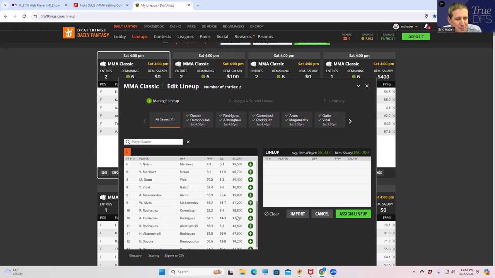And then likewise, if you want to play Carnelosi, this is a little trickier, but here you want to leave 1400 on the table. But I don't think that Carnelosi is going to be particularly popular, so it's not like you have to get different anyway.